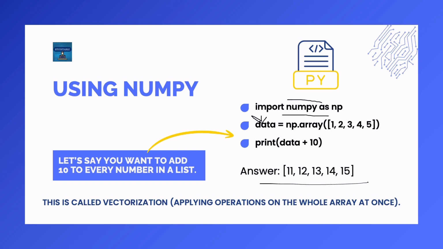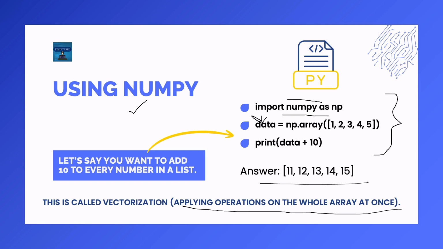So this is called vectorization, that is applying operations on the whole array at once. In a list we cannot do that, we cannot apply the whole operation on a single array, we have to iterate. But here in NumPy, using the NumPy array functionality, we can apply operations on the whole array at once. Just add 10 to the array, and that 10 will be added to each and every value of the array. So this is the difference between NumPy and list: this is much faster, easier to understand, easier to remember, and takes less time and fewer resources or memory.